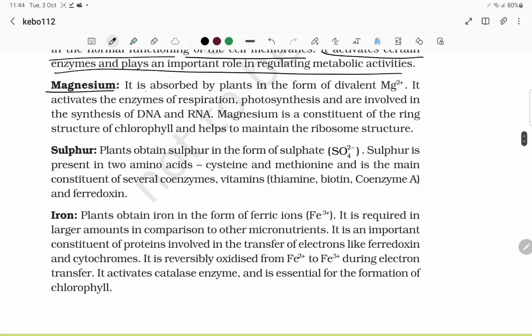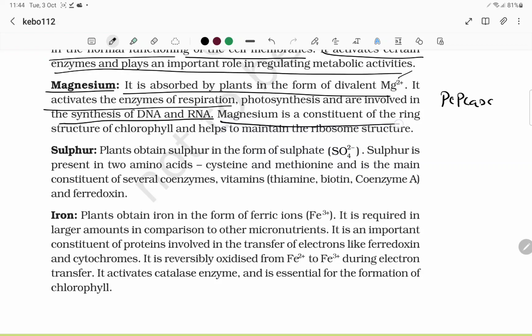Magnesium. It is absorbed in the form of divalent magnesium ions and it activates the enzymes of respiration, like we have already seen, PEPcase and rubisco. It is involved in photosynthesis and in the synthesis of DNA and RNA. Magnesium is a constituent of the ring structure of chlorophyll, and it also maintains the ribosomal structure.